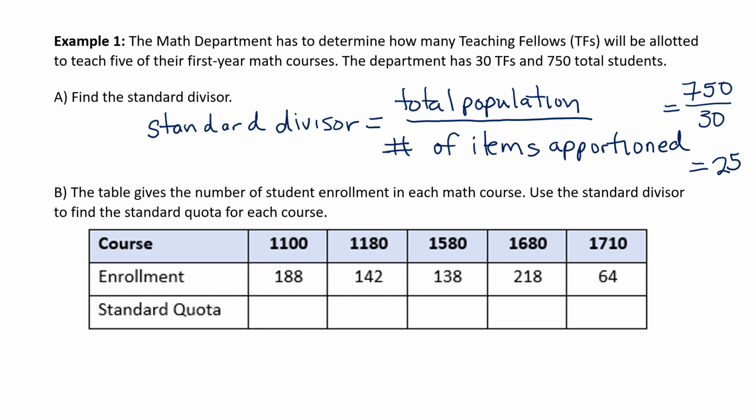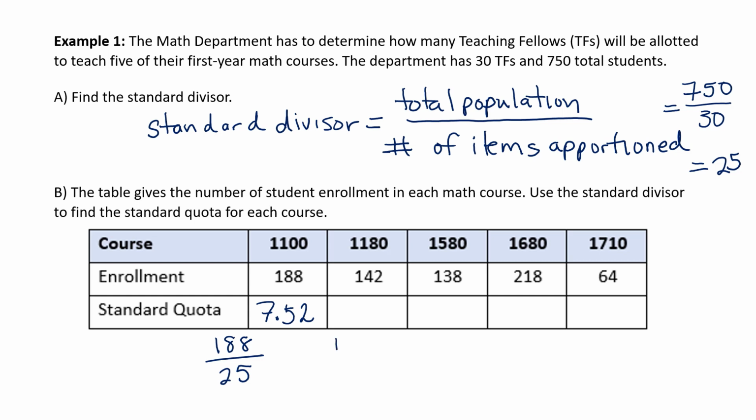Part B. The table gives the number of student enrollment in each math course. Use the standard divisor to find the standard quota for each course. Have your calculator handy. Just key in the numbers and get the output. For the standard quota of the 1100 math class, it's 188 divided by the standard divisor 25, conventionally rounded to 2 decimal places, that's 7.52.